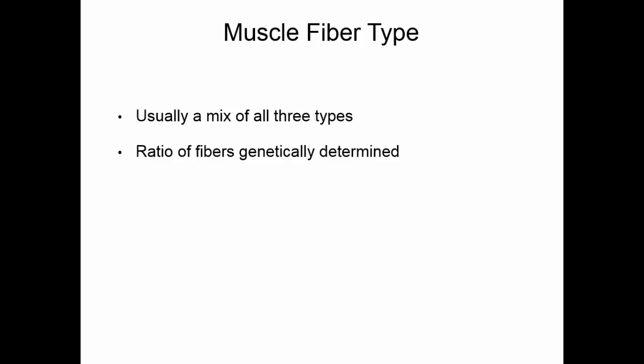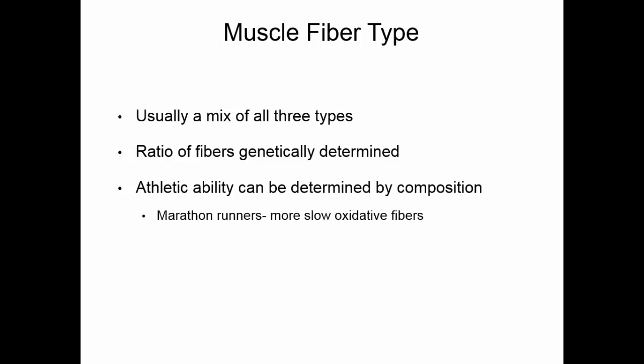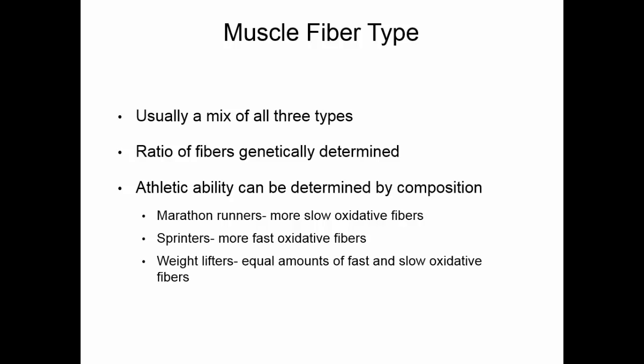In terms of your muscle fiber type, usually it's a mix of all three types. The ratio of fibers is typically determined genetically. This is why some people may be more athletically inclined than others. Their composition of muscle fibers may be just right for certain activities. Marathon runners would naturally have a lot more slow oxidative fibers. Sprinters would have more fast oxidative fibers in their muscles. And weightlifters, kind of equal amounts of fast and slow oxidative fibers.